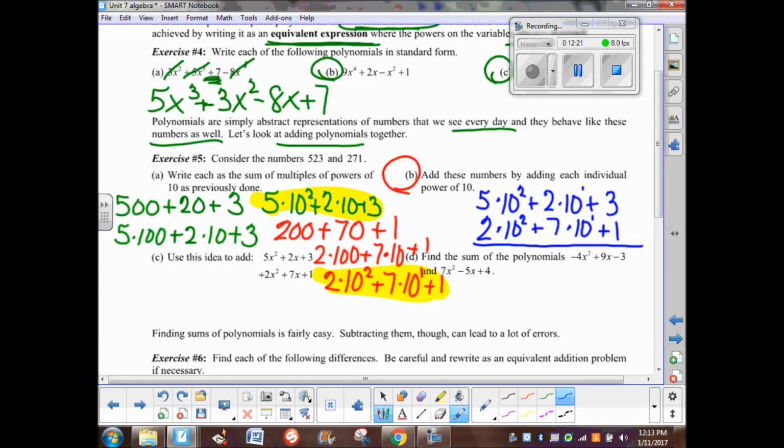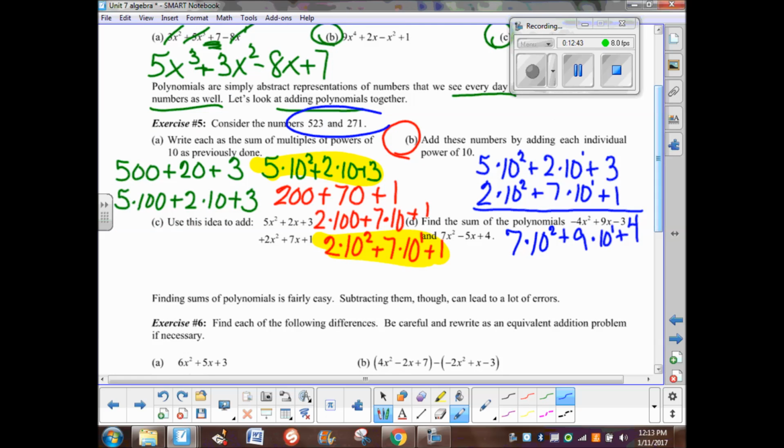So now I take a look at this and say, okay, how many 1s do I have? I have 4 1s. And then how many 10s do I have? I have 9 10s. And then how many hundreds do I have? I have 7 hundreds. So now, what's my answer? If I were to add these two up the traditional way, I would end up with 794. 7 times 10 squared is 700. 9 times 10 to the first is 90 plus 4. 794 is the sum of that.